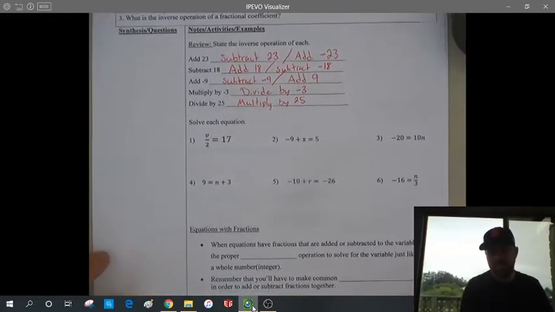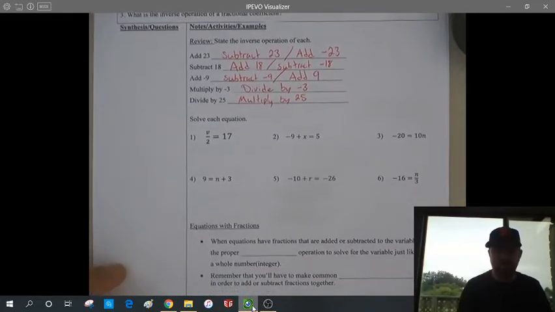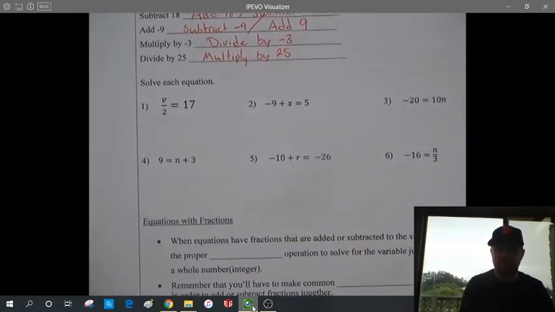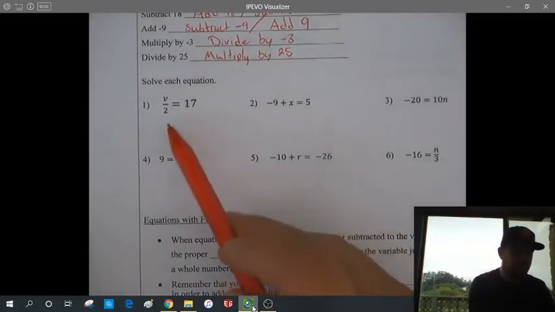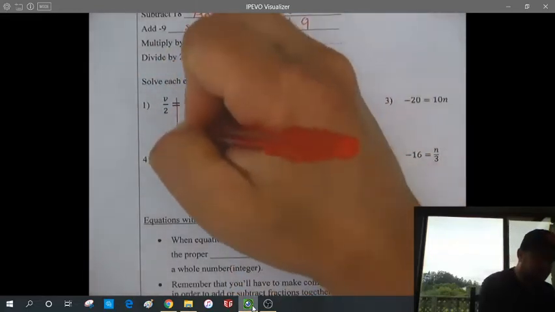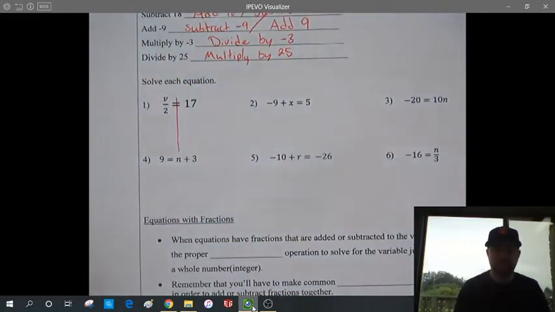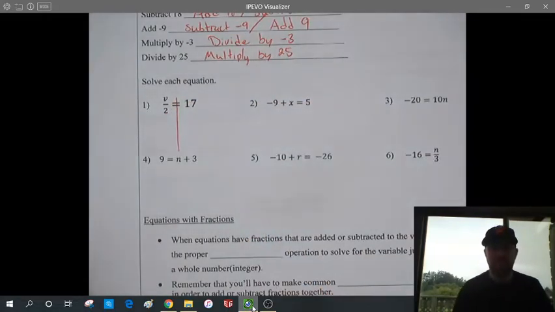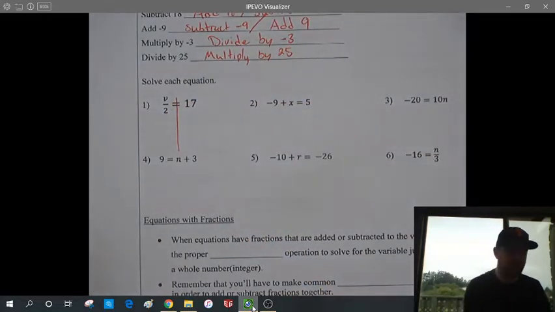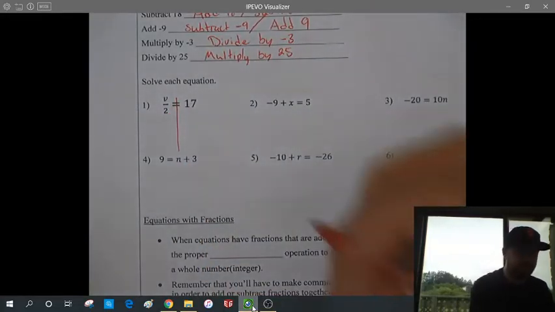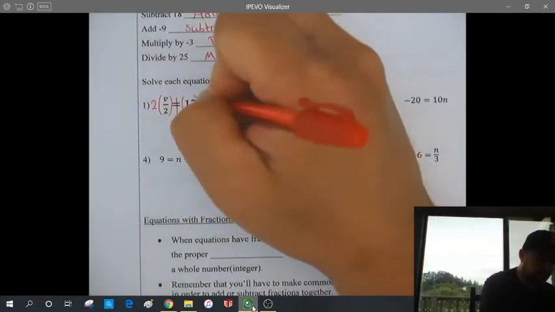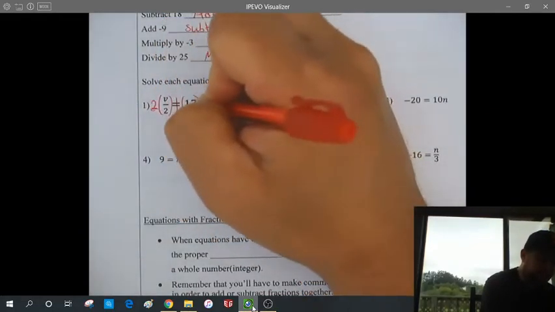Okay, so now applying that principle, going back and remembering how to solve a one-step equation. Here are 6 equations for us to solve. The first one we've got v over 2 is equal to 17. Remember we're going to draw our line to separate the two sides of the equation. We're going to find our variable and determine what inverse operation needs to be performed in order to get the variable by itself. So here we have v over 2. Remember that's the same thing as having v divided by 2. So the inverse operation of division is multiplication. So we're going to multiply both sides of our equation here by 2.